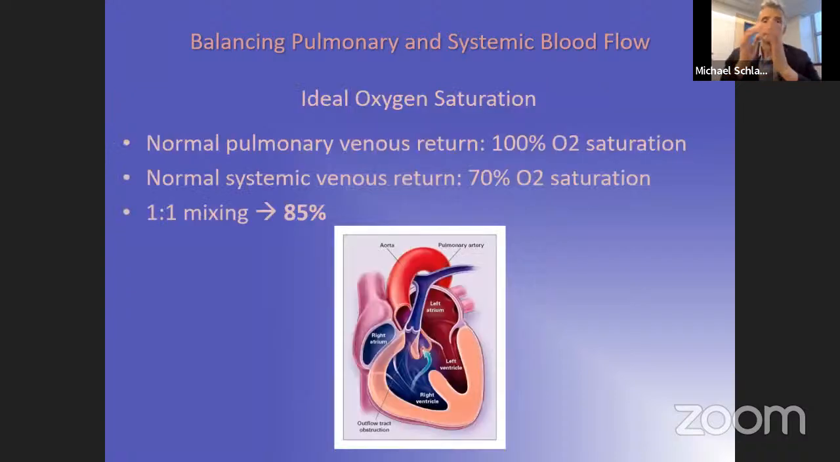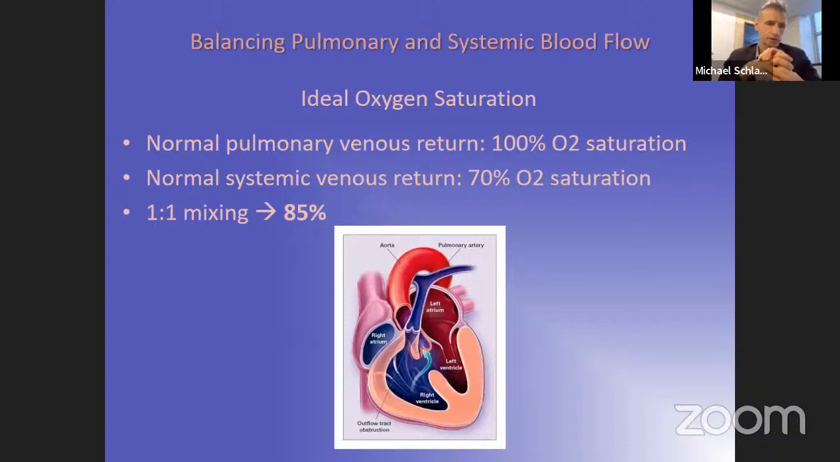So next slide. The question is, what is the ideal saturation in a patient with complete intracardiac mixing? The answer to that question can be easily calculated from the following numbers. The saturation in the blood returning from the pulmonary veins is normally 100%. And the saturation of venous blood returning from the systemic veins, if everything else is normal, the cardiac output is normal and the hemoglobin is normal, is 70%. And if the two mix 1-to-1, your saturation will be 85%.